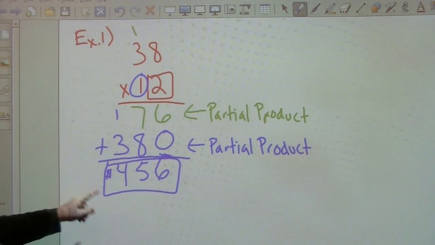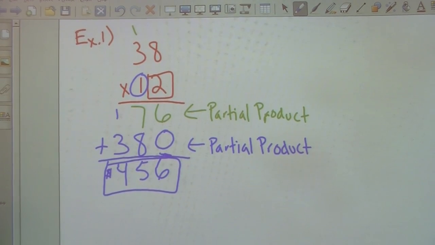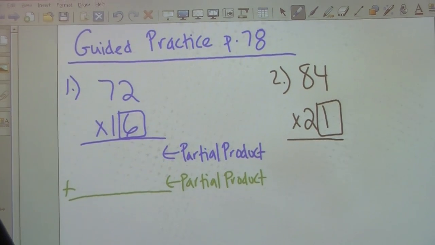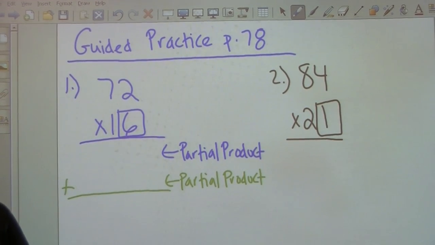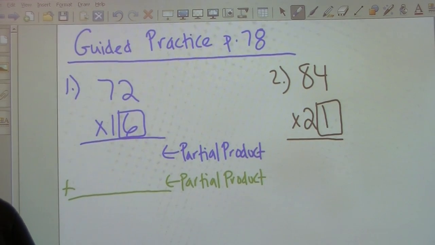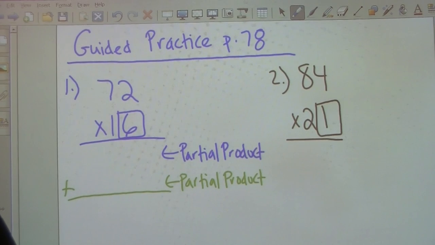If you have a question, put it right next to this example and bring it back to class. Okay, they don't give us any other things. They just want us to jump into practicing. So it says, in guided practice, in 1 through 4, find each product, estimate to check that your answer is reasonable.